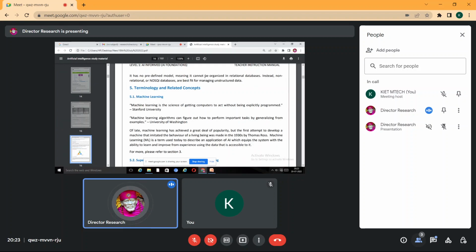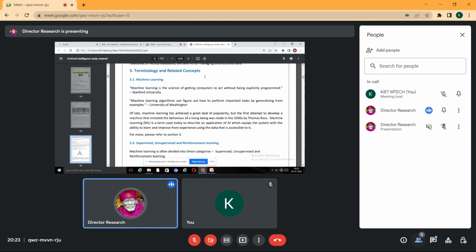But coming to Excel, the data is structured. That is called a structured database. Terminology and related concepts: machine learning. Machine learning is the science of getting computers to act without being explicitly programmed. Machine learning is an algorithm that performs tasks by generalizing from examples.